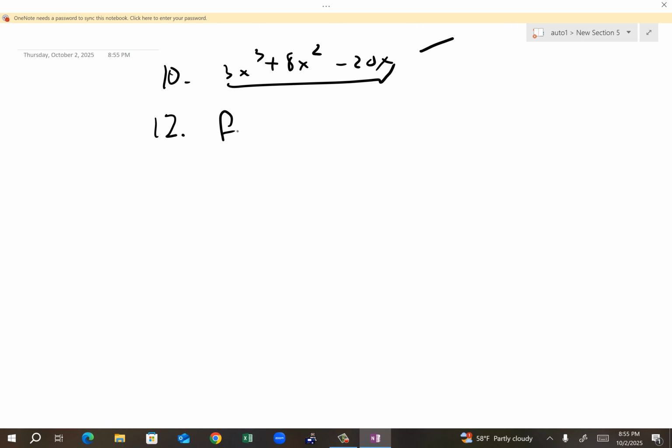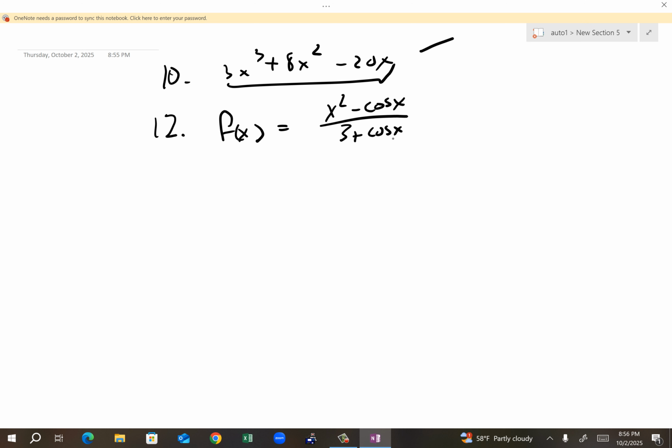How about this cat? Number 10 here, it says 3x cubed plus 8x squared minus 20x. How do I know it's continuous? It's a polynomial. Check. Okay, next. Okay, what about this cat? F of x is equal to 3. No, it's not. It's equal to, no. It's equal to x squared minus cosine x divided by 3 plus cosine x.